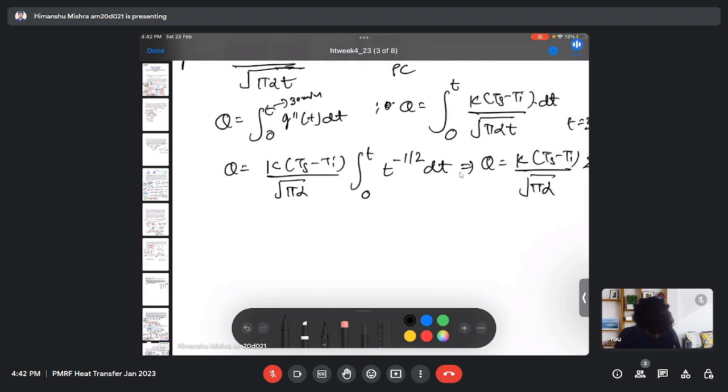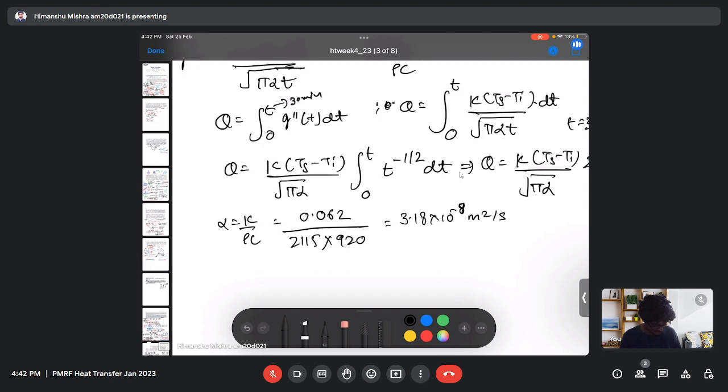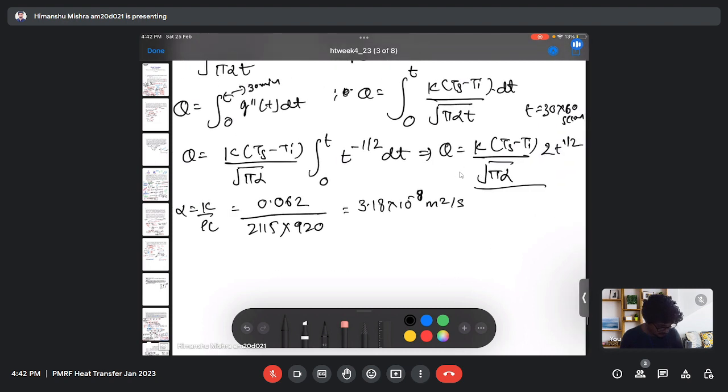So to find alpha, we have k by rho c. My k is 0.062. Density of asphalt is 2115 and c is 920. So on calculating, my alpha will be 3.18 times 10 to the power minus 8 meters square per second. So we just need to plug in the values now.